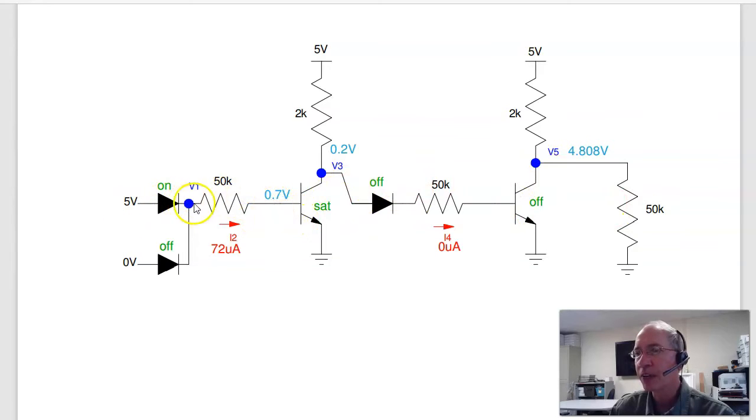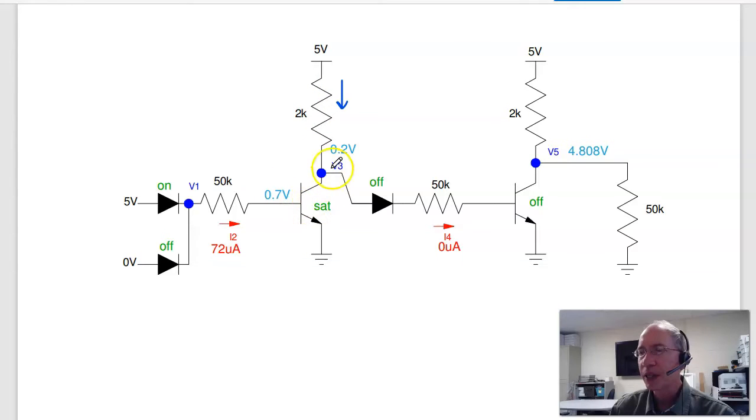So here I've got 5 volts trying to push current through 2 diodes. So the current will be 5 minus 1.4, 3.6 volts across 50K, gives you 72 microamps. That allows beta IB, allows 7 milliamps to flow. I'm only trying to push 5 volts over 2K, 2.5 milliamps through here.